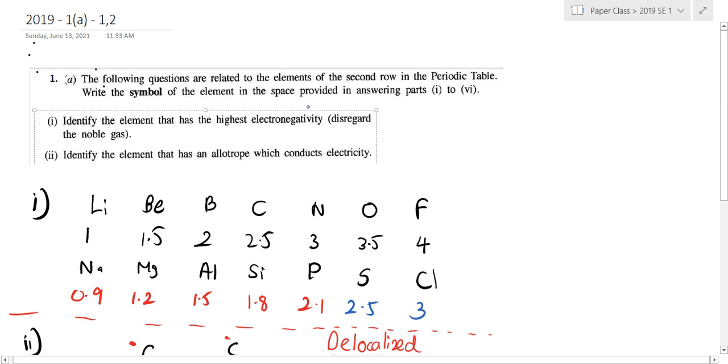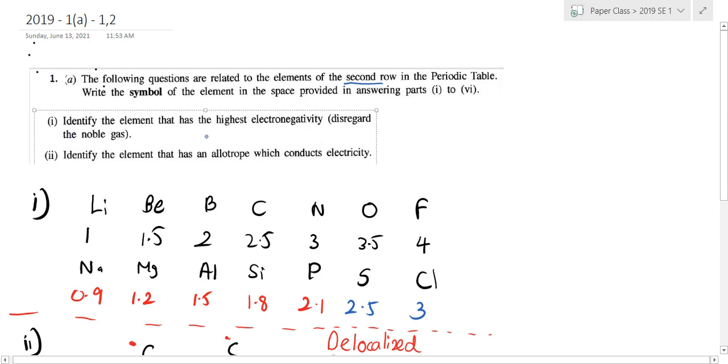Right, let's start. The following questions are related to the elements of the second row in the periodic table. Write the symbol of the element in the space provided in the answer sheet. I have quoted 2 in here. Identify the element that has the highest electronegativity.